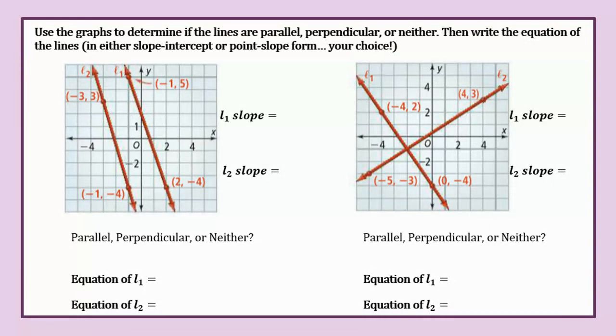Okay, so use the graphs to determine if the lines are parallel, perpendicular, or neither. Then write the equation of the lines in either slope-intercept form or point-slope form. Now it's your choice. Okay, so let's see what we got.